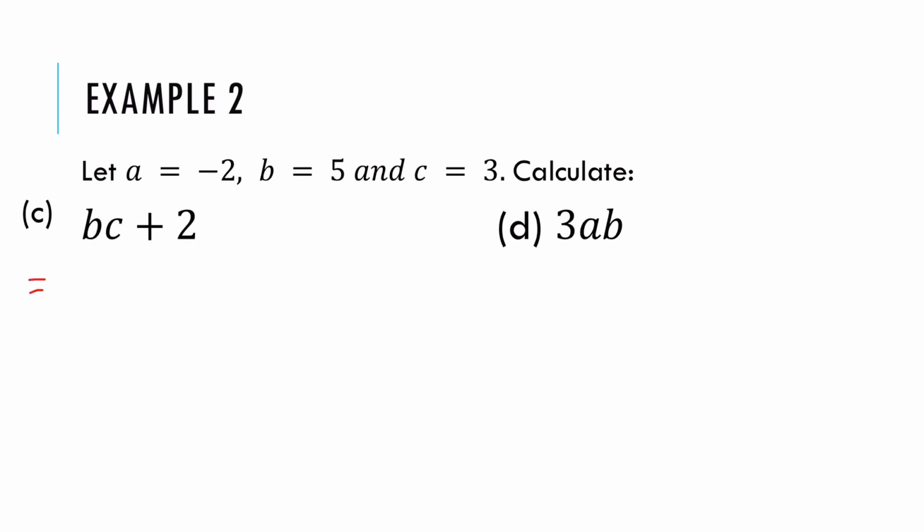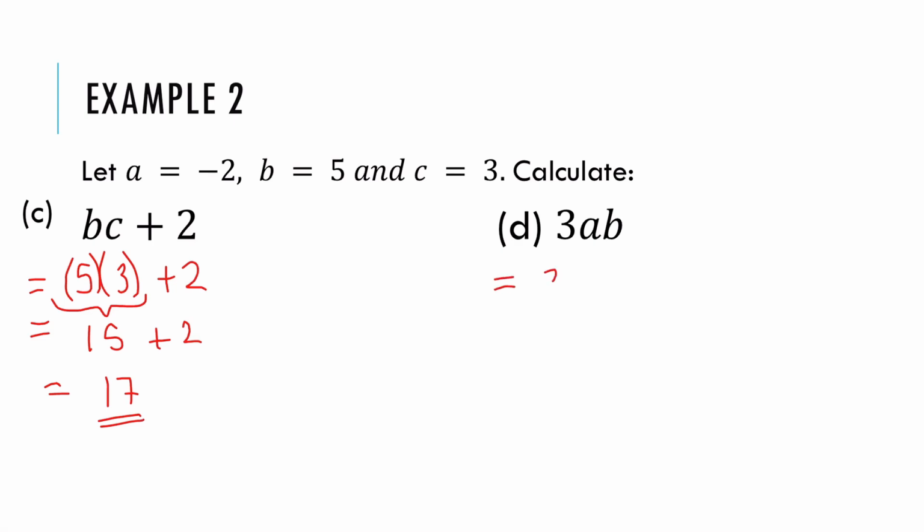In part C, substituting in B as 5 and C as 3, and this time we've got to add 2 to it. BODMAS says we do our multiplication first. 5 times 3 is 15, and I've still got to add 2. 15 plus 2 gives me 17.